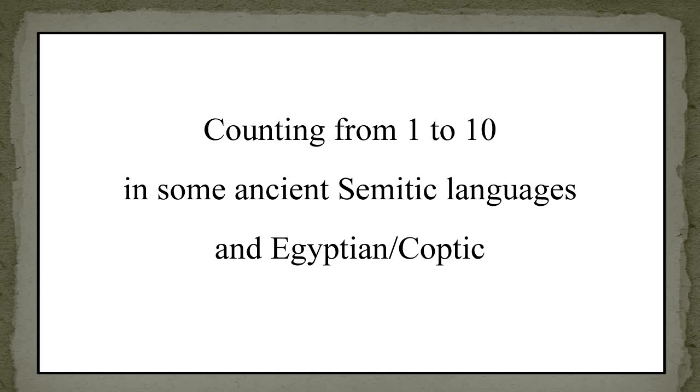Counting from 1 to 10 in some ancient Semitic languages, as well as Egyptian and Coptic. Even though numbers have both masculine and feminine forms in Semitic and Egyptian, I will only use the masculine numbers to keep it simple and facilitate comparison. Please note that counting in some of these languages commonly involves both masculine and feminine numbers, as for example in Arabic, where you count wahid, ithnan, thalatha, arba'a, and so on.